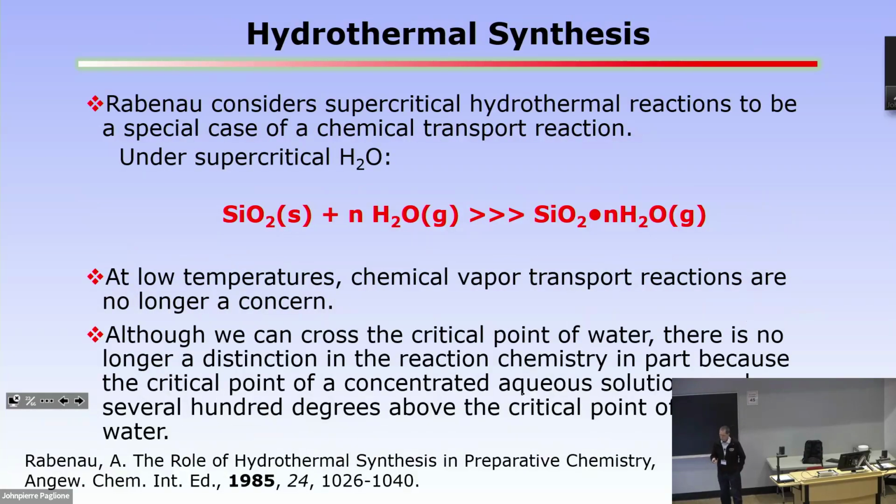So Rabenau, this is his paper in Angewandte, he was one of the pioneers of supercritical hydrothermal work, and it's a good review article. It's in the list in the front, talks about different things to consider. He looked at this as really a sort of chemical transport reaction. And under supercritical conditions, if you have SiO2 in water, you can actually make gaseous species that can transport and redeposit. If you're at lower temperatures, that's not going to be an issue. So on the mild hydrothermal, there are no such gaseous species that we know about floating around.